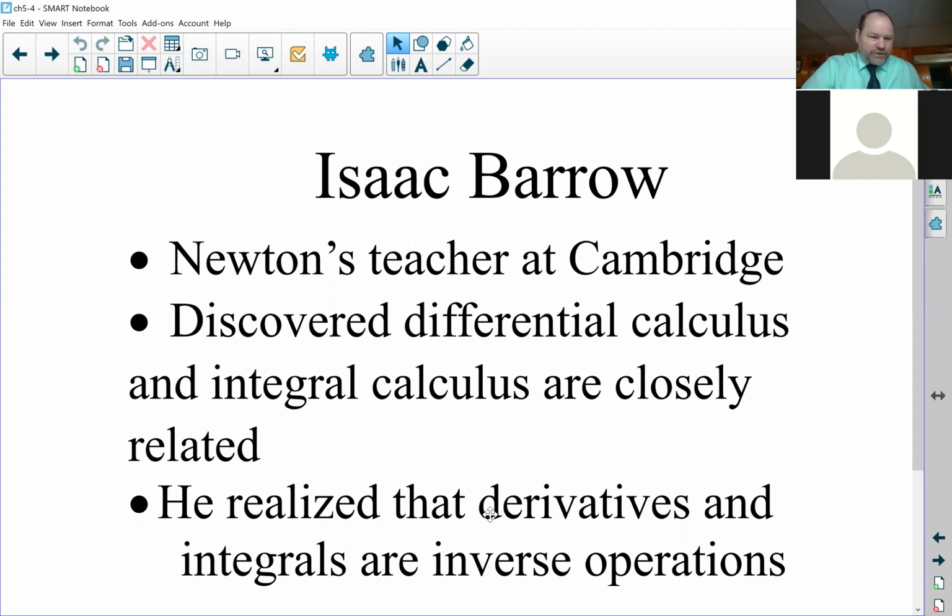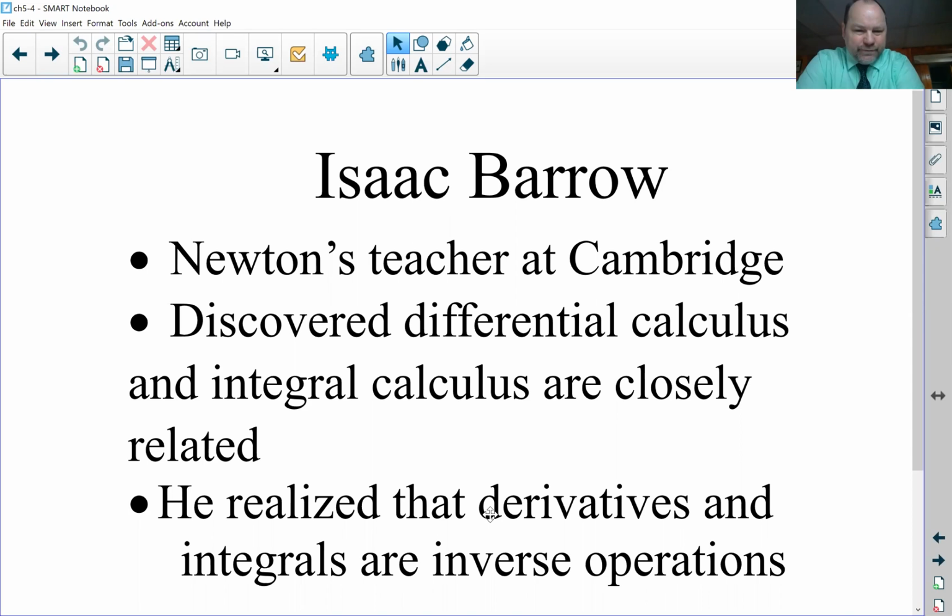Just some information. Isaac Barrow, who was Newton's teacher at Cambridge, kind of discovered the link between derivatives and integrals. And he was the one that realized that derivatives and integrals are actually inverse operations. Not anything that you need to remember or have memorized. It won't be on a test or a quiz, just some background information as we move forward.